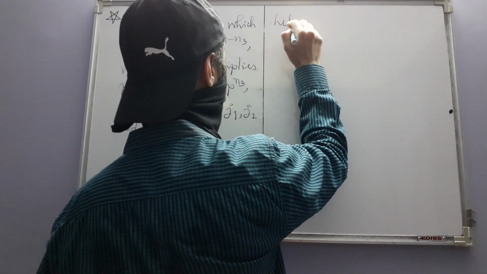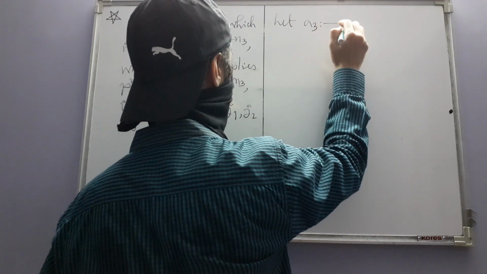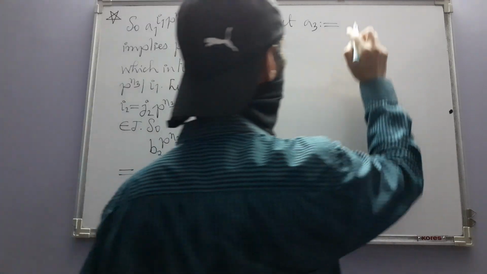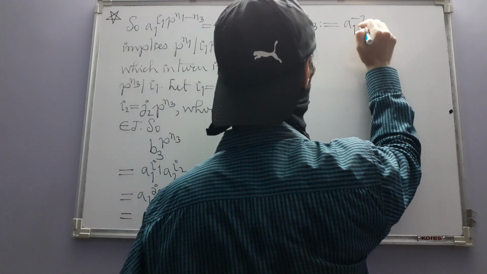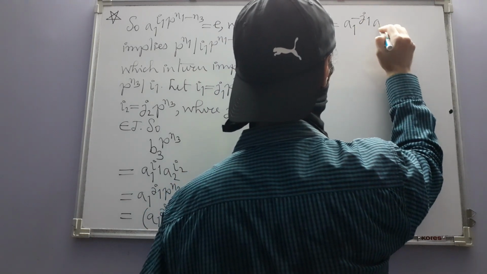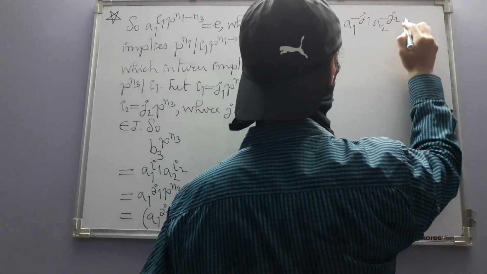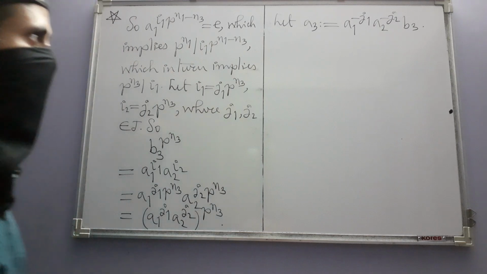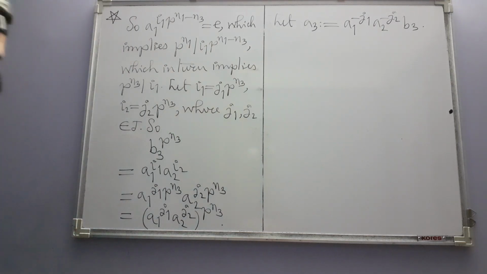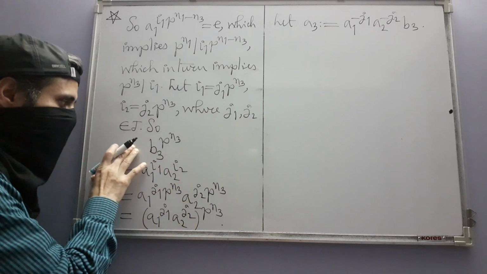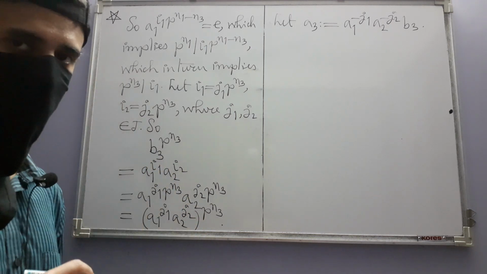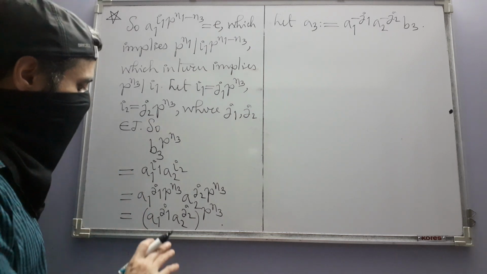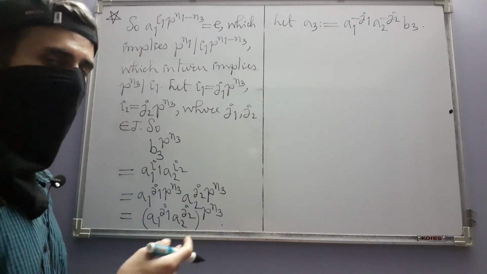Now, let a3 be, I do not want to mess this up by writing the wrong thing. First, we have to take a1 to the power minus j1, then a2 to the power minus j2, and then b3. If you take this entire thing on that side, use the rules of exponents and the fact that you are in an abelian group, you get the fact that a3 to the power p to the power n3 is equal to identity.